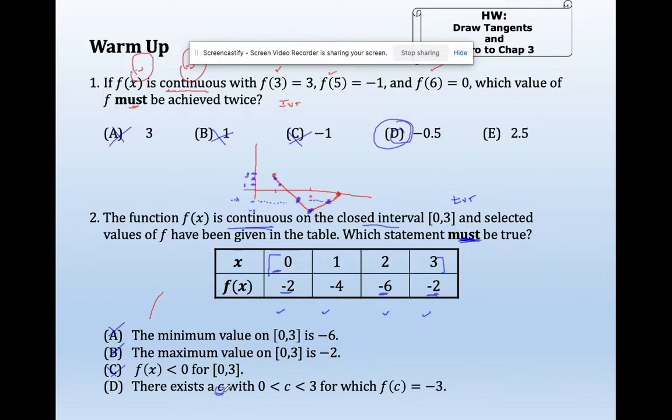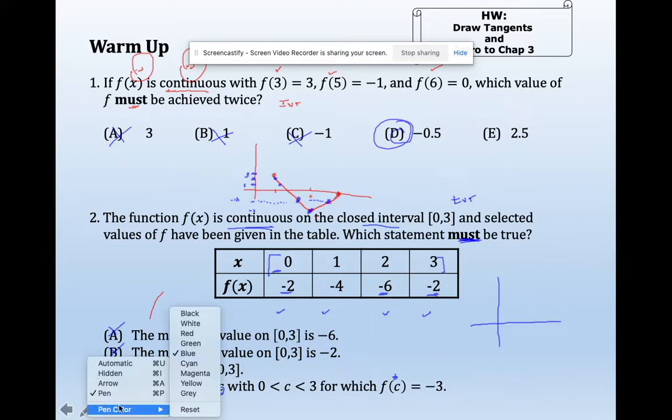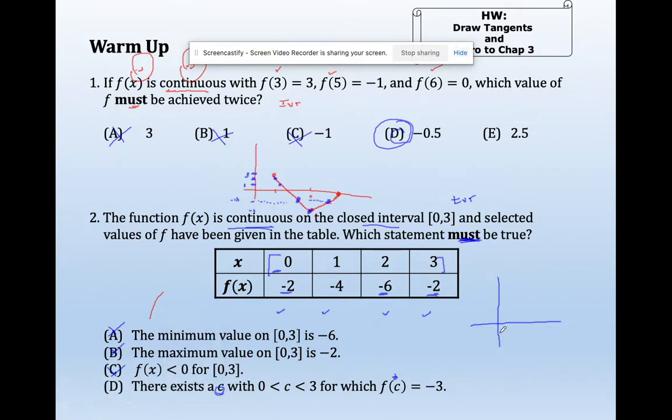There exists a domain value C between 0 and 3 for which, when I plug in that number, the function value is -3. Does that have to be true? So again, I say to myself, self, when x is 0, I'm down at -2. When x is 1, I'm down at -4. When x is 2, I'm down at -6. When x is 3, I'm back up at -2. Because you're continuous, even if I just connect this with straight lines, I had to have passed -3 because -3 is between -2 and -6, the lowest range value that I have.